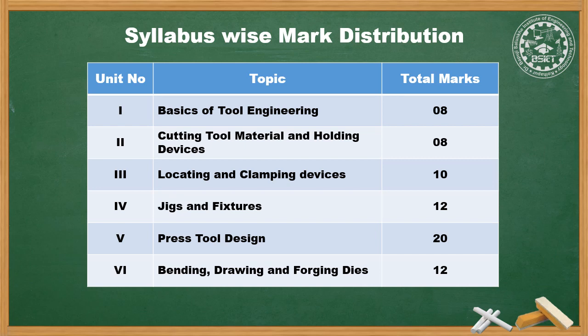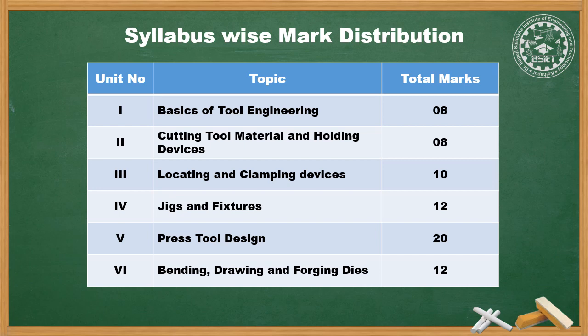Number 3. Locating and clamping devices. As I said, locating and clamping of tool and workpiece is important for good machining. Locating and clamping devices will be studied in this chapter. Number 4. Jigs and fixtures. Different jigs and fixtures will be studied, and design of jigs and fixtures will be studied. This chapter is important from the industry's point of view.